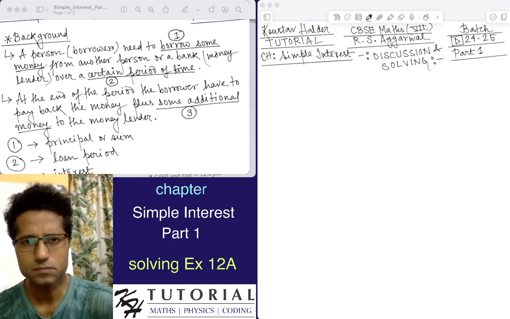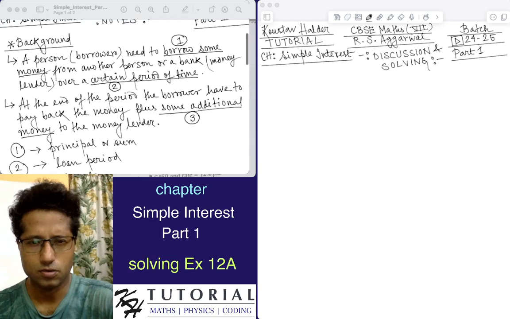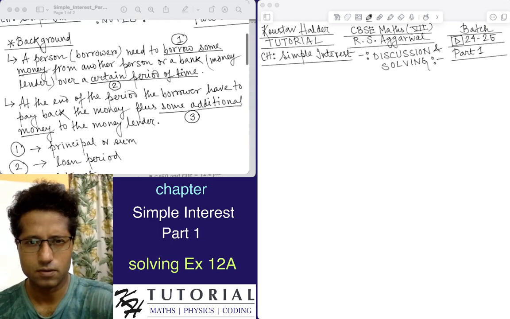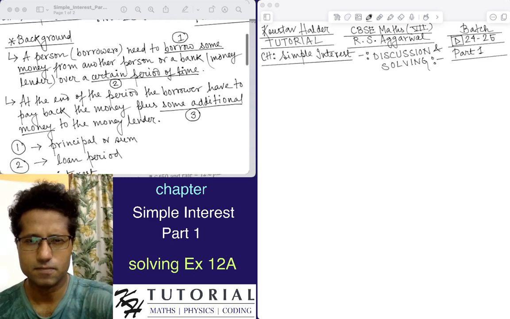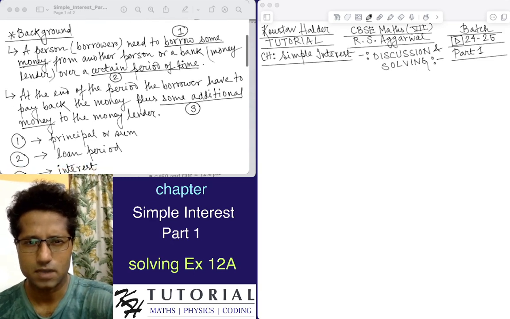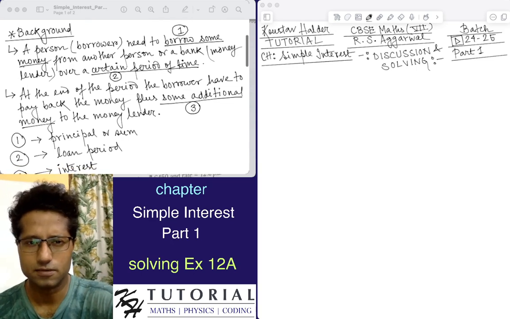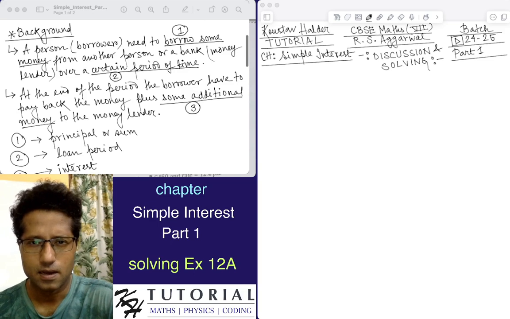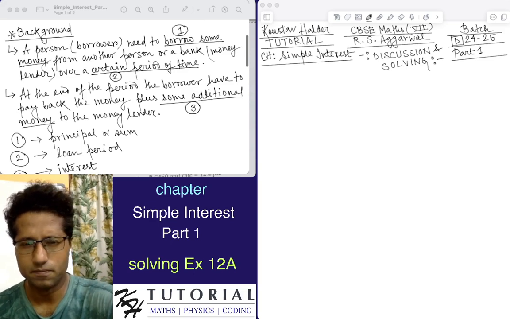Now in the notes, if you follow the points I have marked, number 1, 2 and 3. The words borrow some money, in the terms of simple interest, is known as the principal or sum. Number 2, certain period of time: the person borrowing the money is borrowing it for a certain period of time.